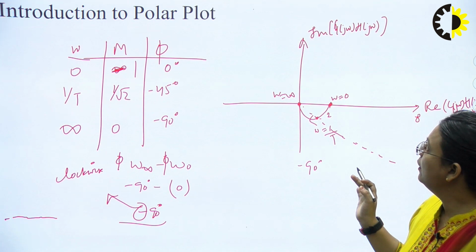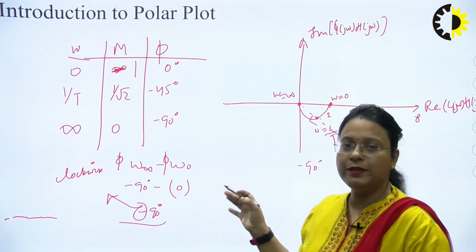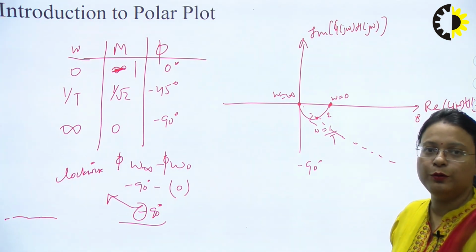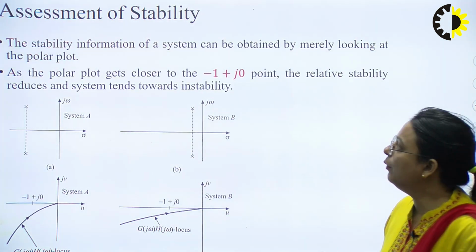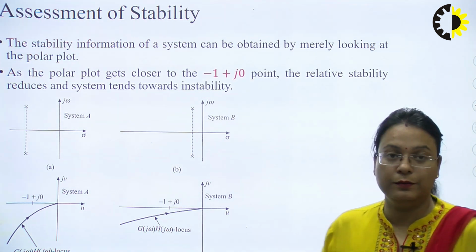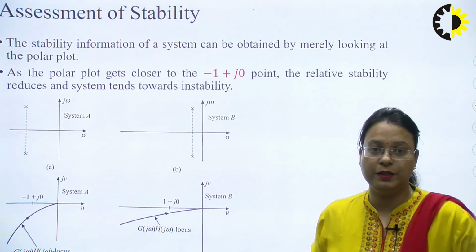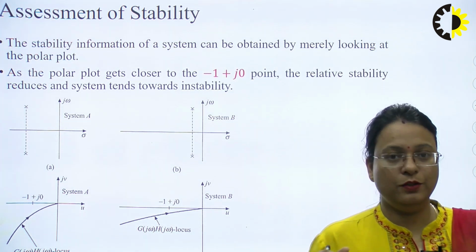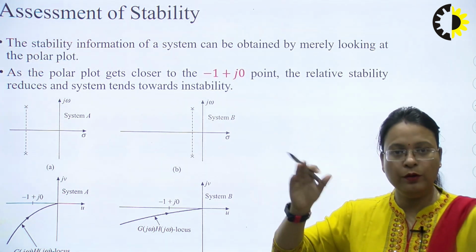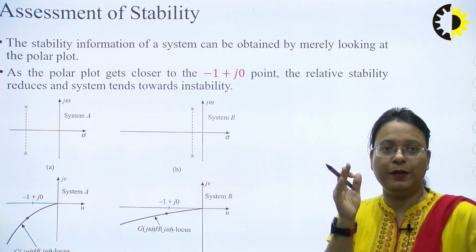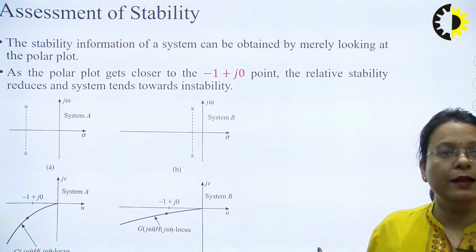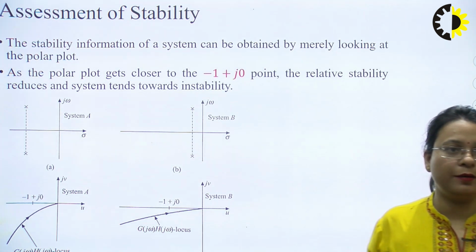So, it is basically the magnitude versus phase angle for various values of omega, which are varying from 0 to infinity. Now, how to assess the stability of the system? This information about the stability of the system can be obtained just by looking at the polar plot. If the polar plot is getting closer to the minus 1 plus j 0 point, then relative stability will reduce and the system will tend towards instability.